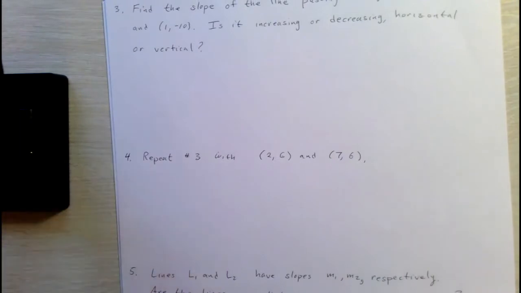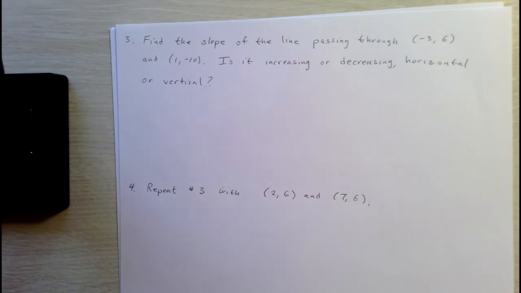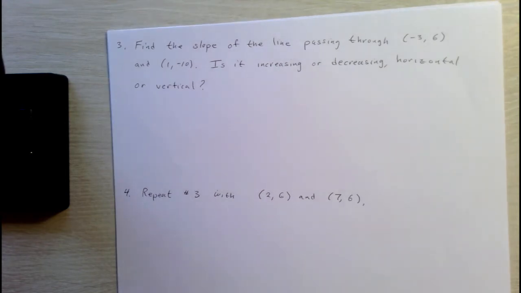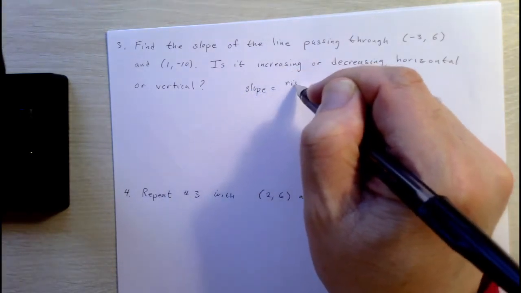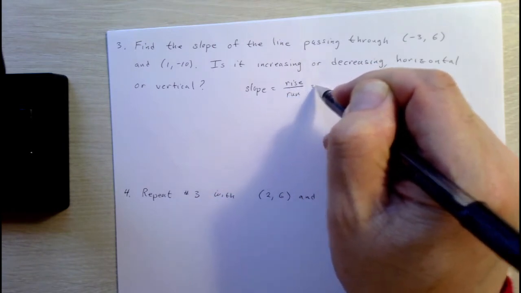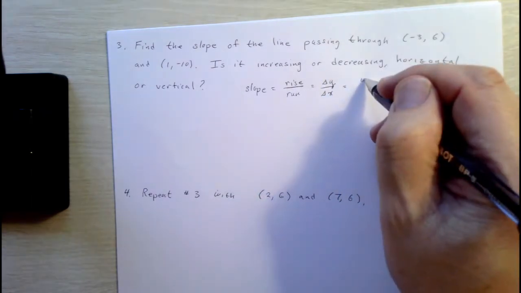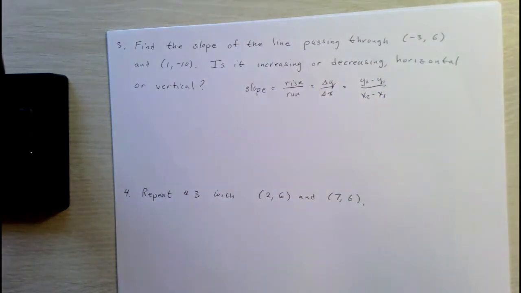Next one, let's look at problem 3. And that has to do with finding the slopes. Find the slope of the line passing through the points (-3, 6) and (1, -10). And is this increasing, decreasing, or horizontal or vertical? Remember, the slope is defined as the rise over the run, or the change in y divided by the change in x, which is also y2 minus y1 over x2 minus x1. And it doesn't matter which point you call the first and the second as long as you're consistent.